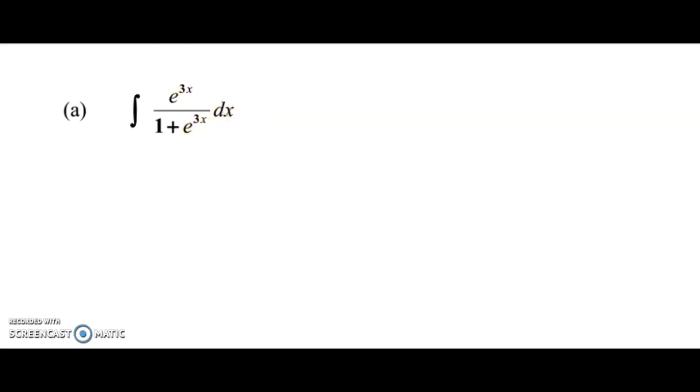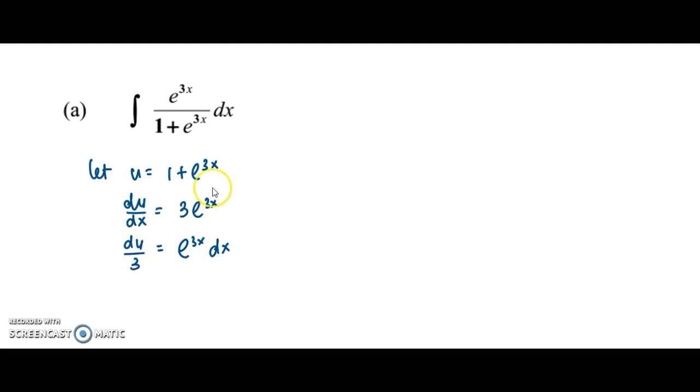For question A, I'm going to let u be 1 plus e to the power of 3x. Why do I do so? Because I see that du dx is going to have 3e^(3x). So the e^(3x) combined with the dx can be substituted as du over 3. From this statement, I bring the dx to the right, so I get e^(3x) dx, and the 3 I bring to the left, so I have du over 3.